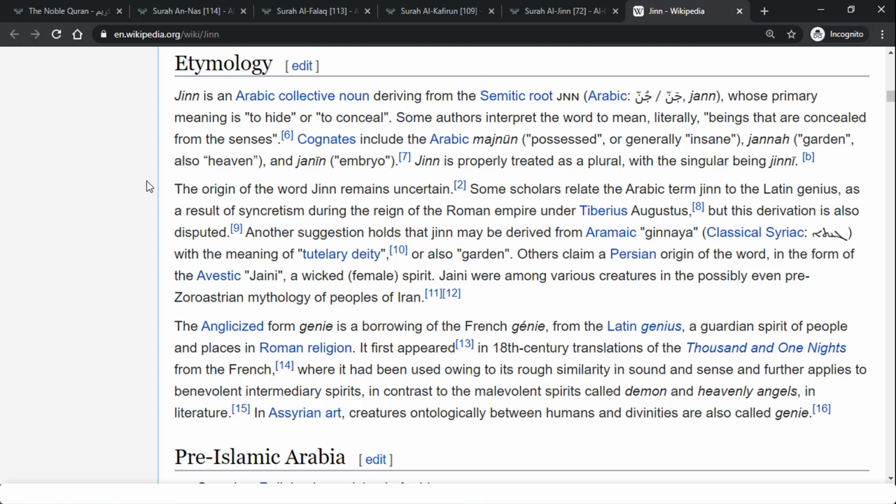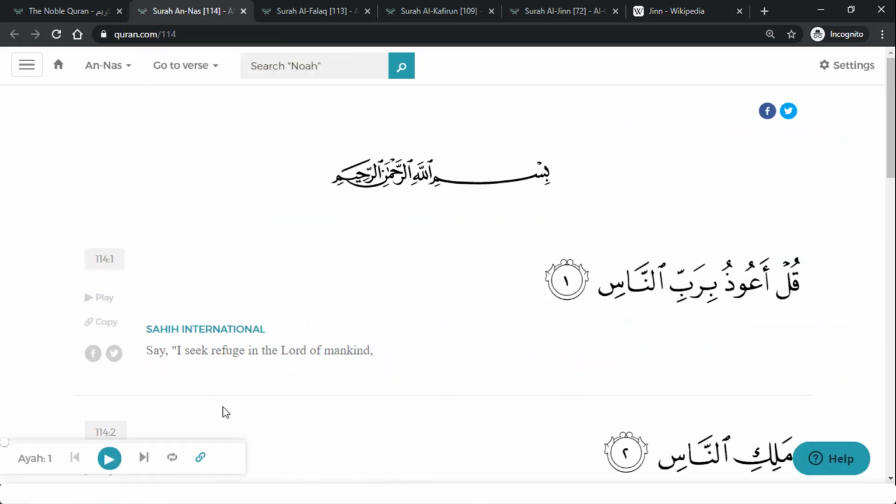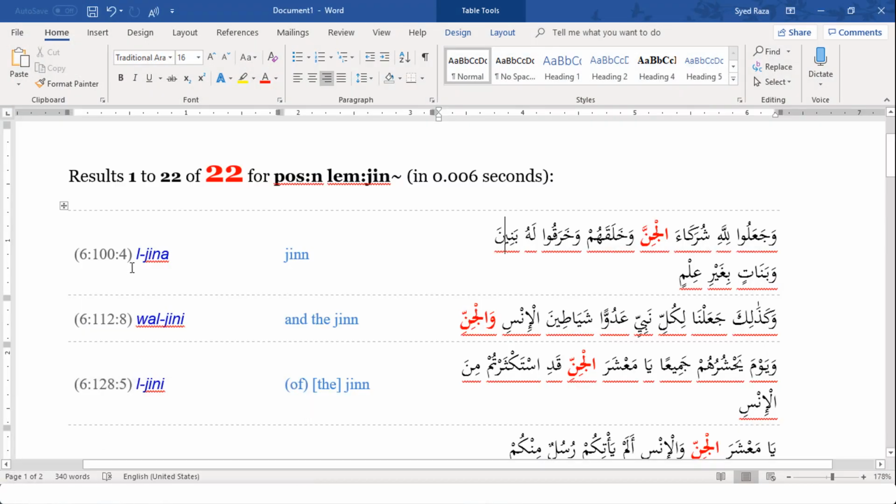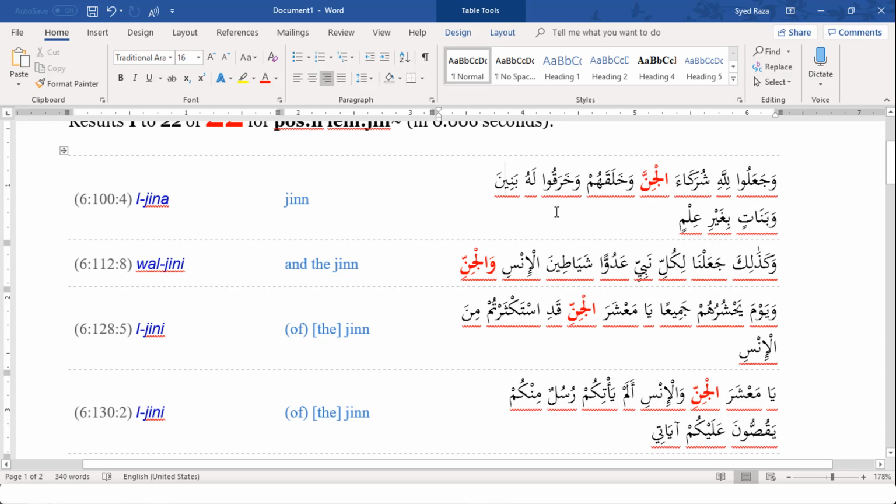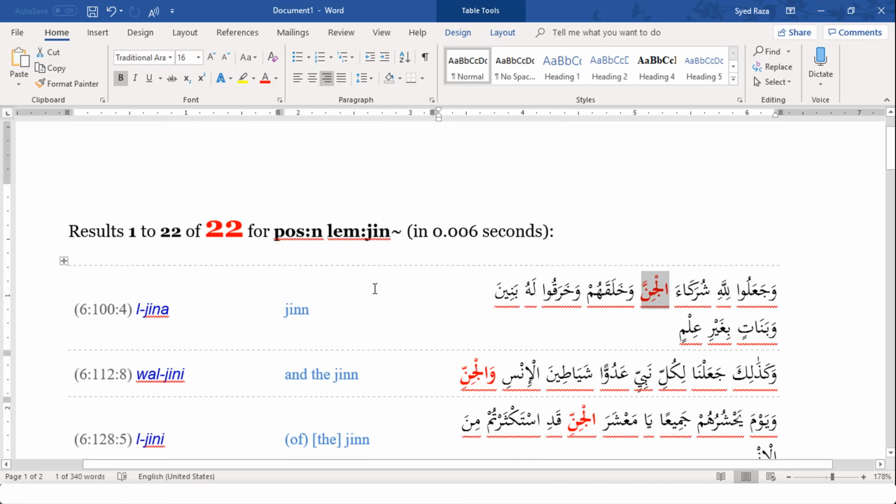What's interesting here is what my research found. I looked over the word al-jinn in the Quran, and this is what I found. Let me bring up my results here. There are 22 times this word is used in the Quran. I've listed all of the verses that contain the word al-jinn. So it's Surah 6:100, Surah 6:112, Surah 6:128, and so on. There are 22 instances of the word jinn, the root word, being used in the Quran.